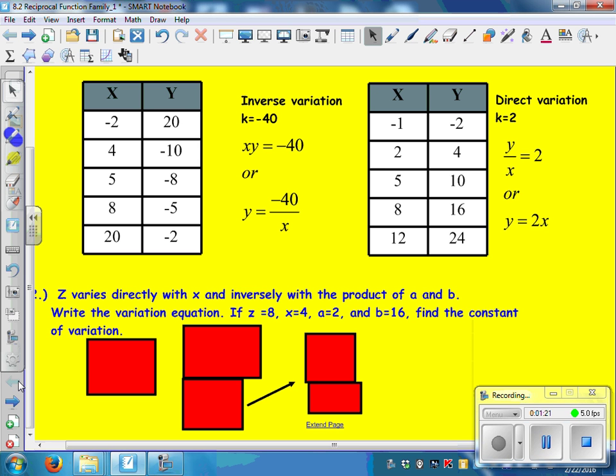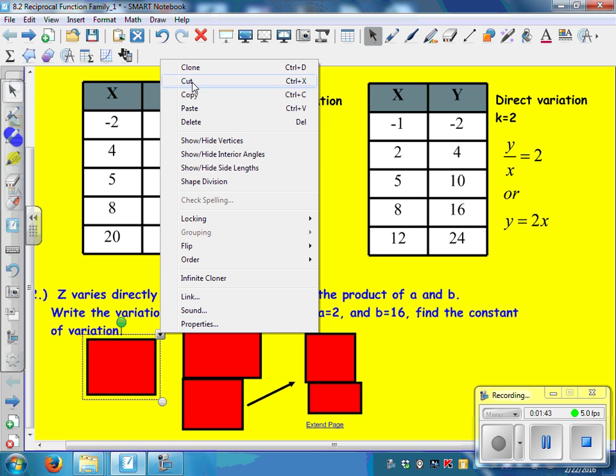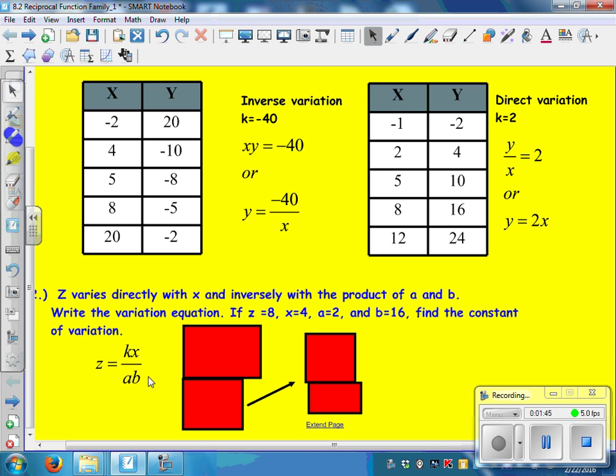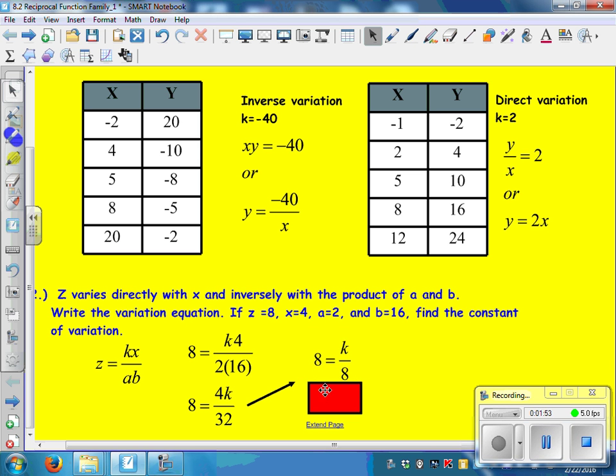Number 2, z varies directly with x and inversely with the product of a and b. Write the variation equation. Z is 8, x is 4, a is 2, and b is 16. Find the constant of variation. Z varying directly with x and inversely with the product of a and b, x has to be on the top of your fraction, and the a and b have to be on the bottom. So we have z equals kx over ab. Substituting in your known values and simplifying, you get k is 64.